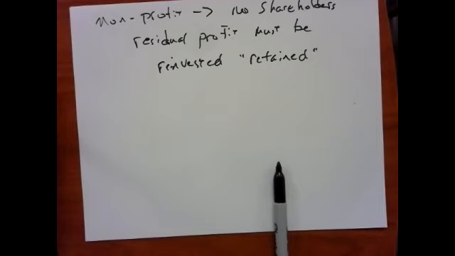And we'll get into why that is later on, but basically it's because a for-profit company can always sell more stock to try to get additional resources. A not-for-profit company can't. Because there's no shareholders to sell the stock to, right? So there's no stock.